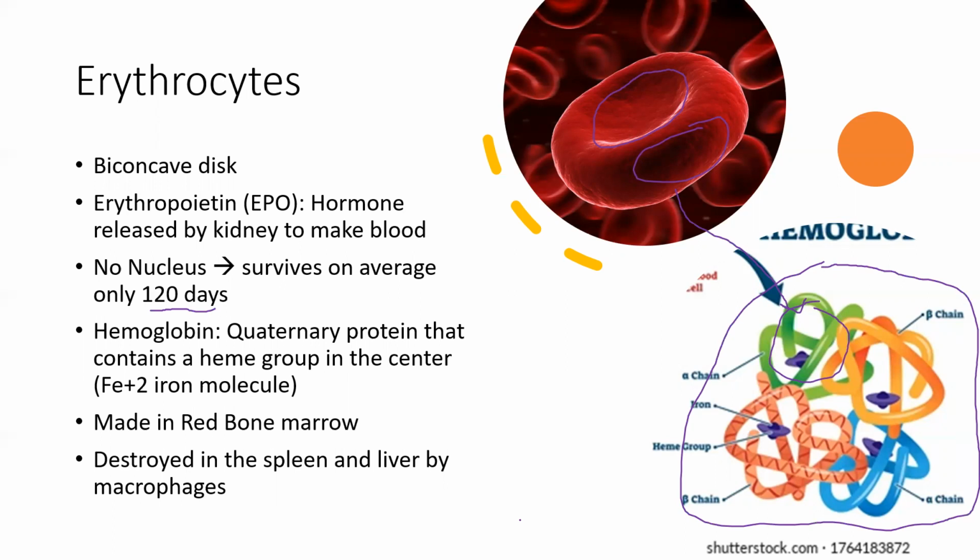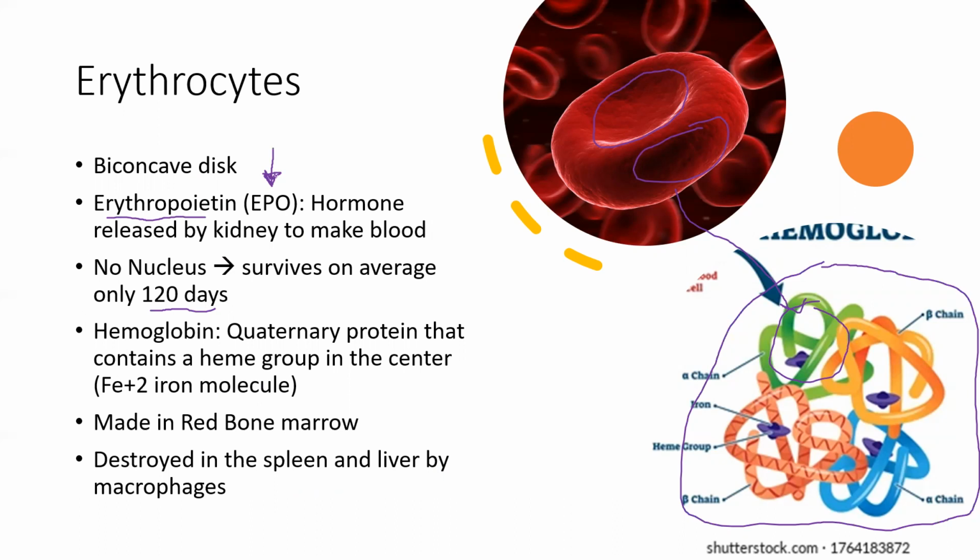Blood is made in red bone marrow, and a hormone called erythropoietin, or EPO, is released by the kidneys to tell red bone marrow to make blood. Interestingly, EPO is used by some athletes to dope; it's called blood doping, to make more blood. It's a naturally occurring hormone, but if you take too much of it, you have more blood. I'll talk about that a little bit more.